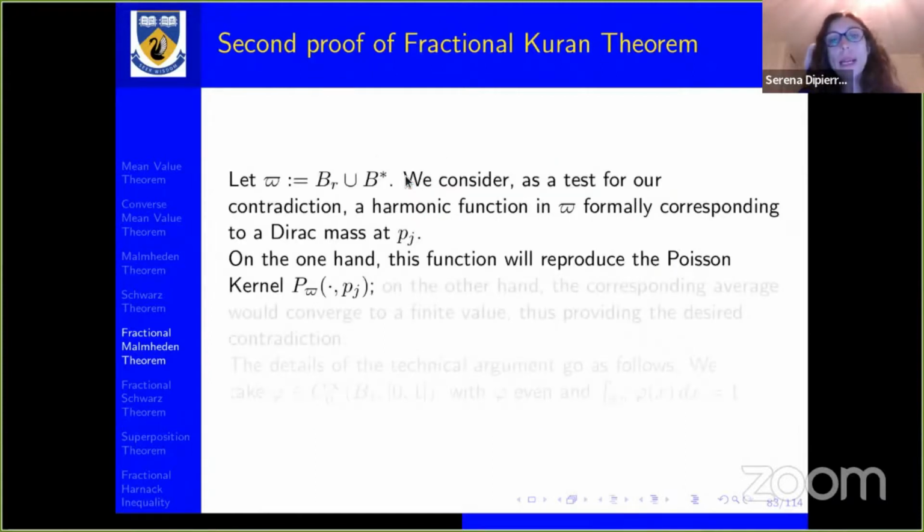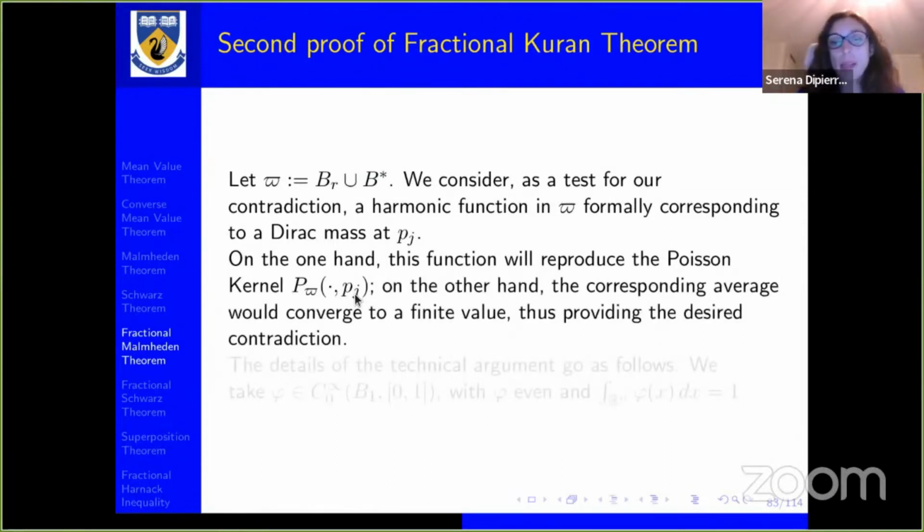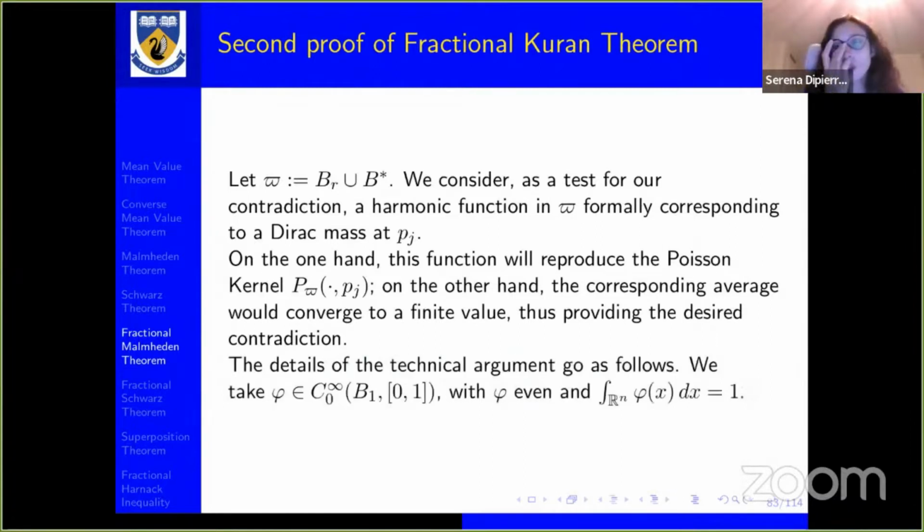And so on the one end, this function will have to reproduce the Poisson kernel at Pj, so with pole at Pj. But on the other end, we will see that the corresponding average will converge to a finite value, and so we will get a contradiction. So this is the game that I want to play. The details of the technical argument, which is, yes, a bit technical, go as follows.